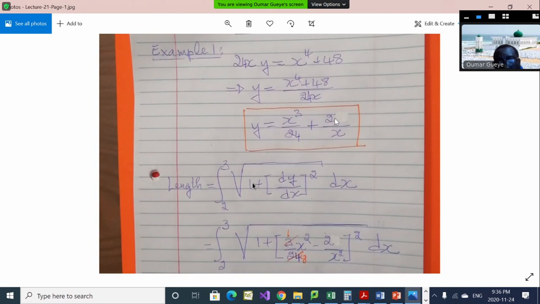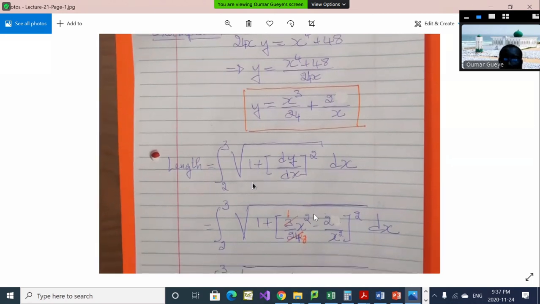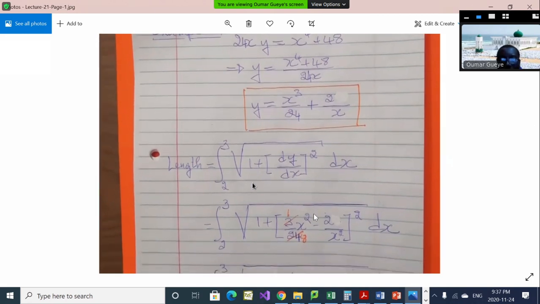And for the second term, 2 by x, when you calculate the derivative, you can memorize the formula, or you can use the power rule. It's going to be negative 2 over x squared. This is the derivative of 2 by x. And to calculate this integral, I need first to expand this bracket. Okay, I'm going to let you write this down, and then next we'll see how to expand it.